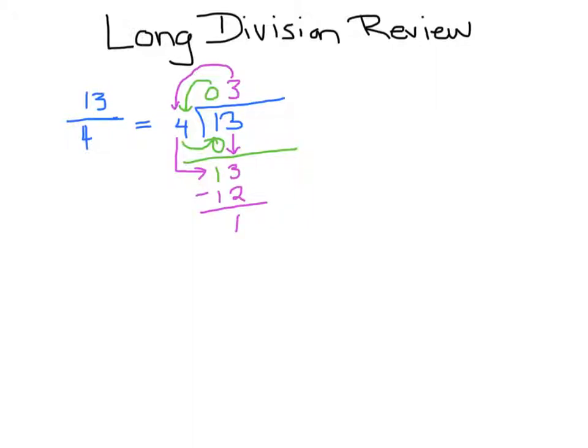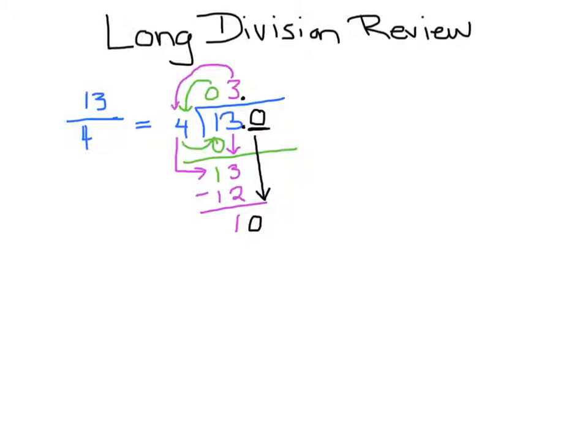Now, we can stop here and say that 13 divided by 4 equals 3 with a remainder of 1, or we can continue. But if we continue, we notice that there is no number here to pull down. So what we have to do is add a decimal point behind the 3 and a decimal point behind our answer, and we add a 0 because 13.0 is the same as 13. We bring down that 0 and we get 10.